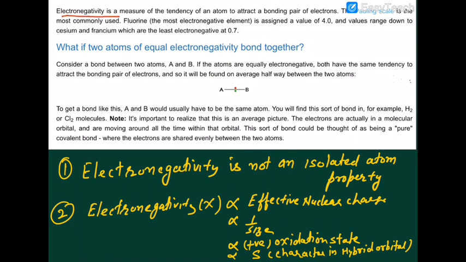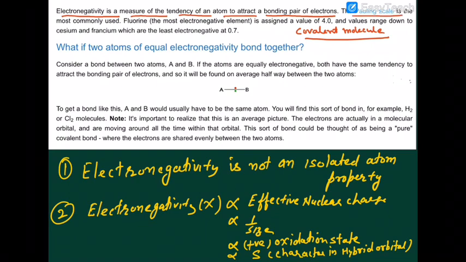Electronegativity is a measure of the tendency of an atom to attract a bonded pair of electrons towards itself. So it means it is not the property of a single isolated atom. It is a property that occurs only in covalent molecules, in which the bond is formed by sharing of electrons.